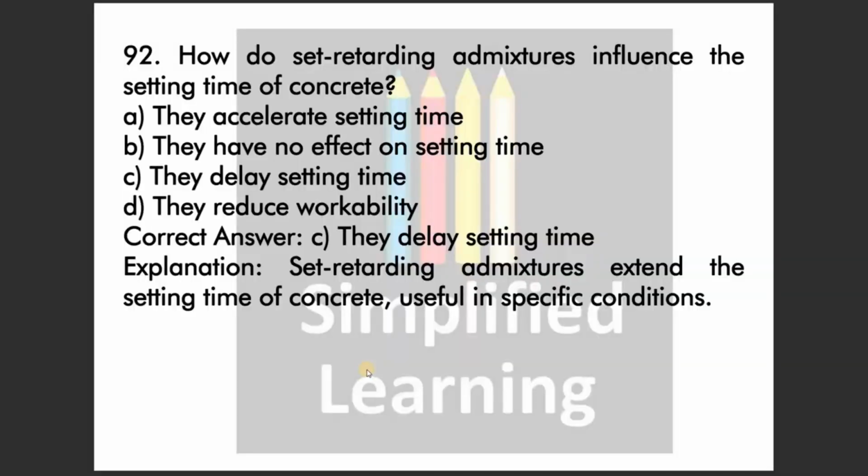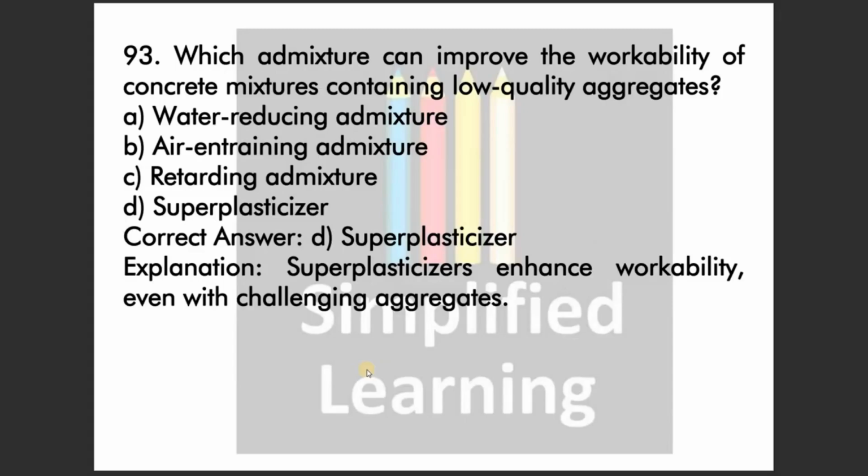How does self-retarding admixture influence the setting time of concrete? They extend the setting time of concrete. Okay, they delay the setting time in a specific condition. Which admixture can improve the workability of concrete mixture containing low quality aggregate? Superplasticizer enhances the workability even when the aggregate is not of desired quality.